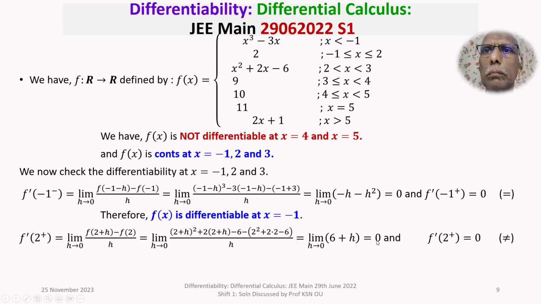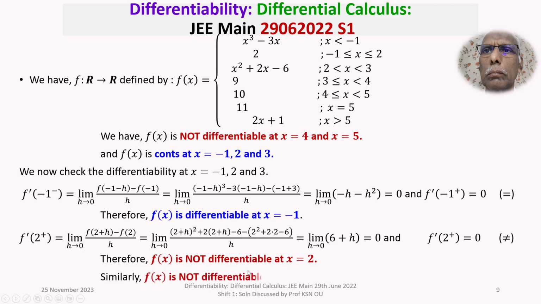Please note down it is 6, and f prime of 2 plus will be here, and the derivative is 0, and they are not equal. Here it is not 0, it is 6. So therefore f of x is not differentiable at x equal to 2, and similarly f of x is not differentiable at x equal to 3. Agreed. We take it and we continue in the next slide.